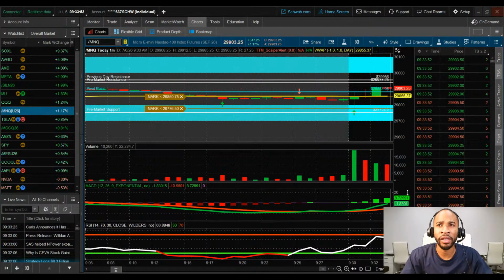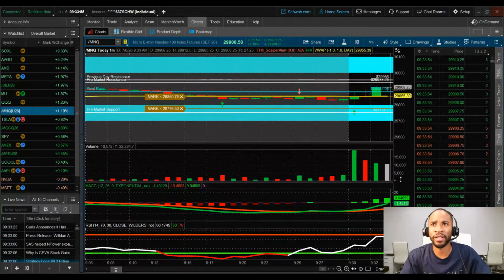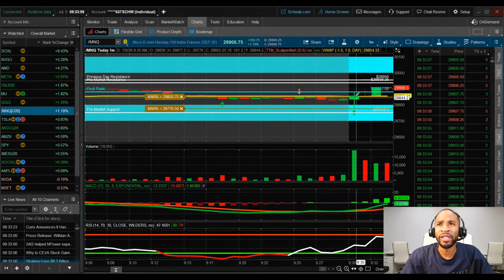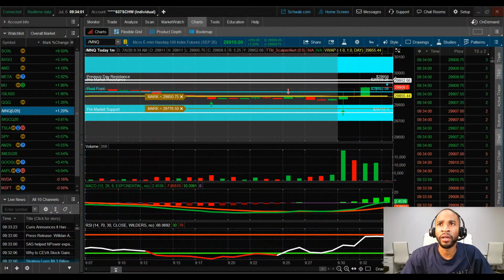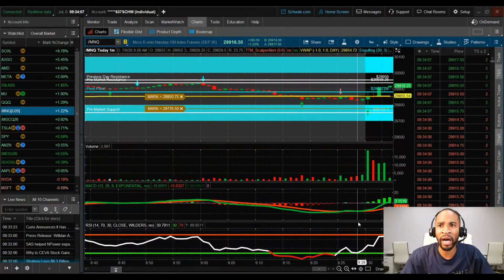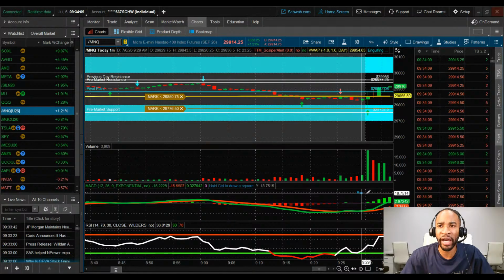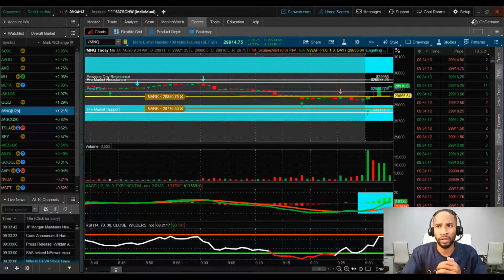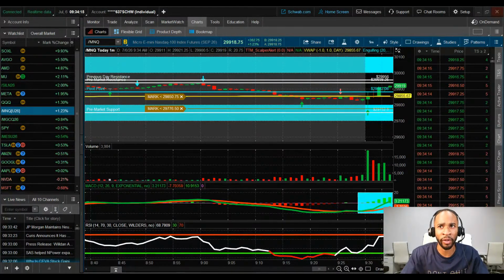Still waiting patiently. Your boy Money Spence haven't taken any trades yet. I want to see if we're going to target the pre-market resistance and the previous day resistance. Our MACD at the bottom of our screen is bullish at the moment, so I would not recommend any shorts. No shorts at the moment, family.